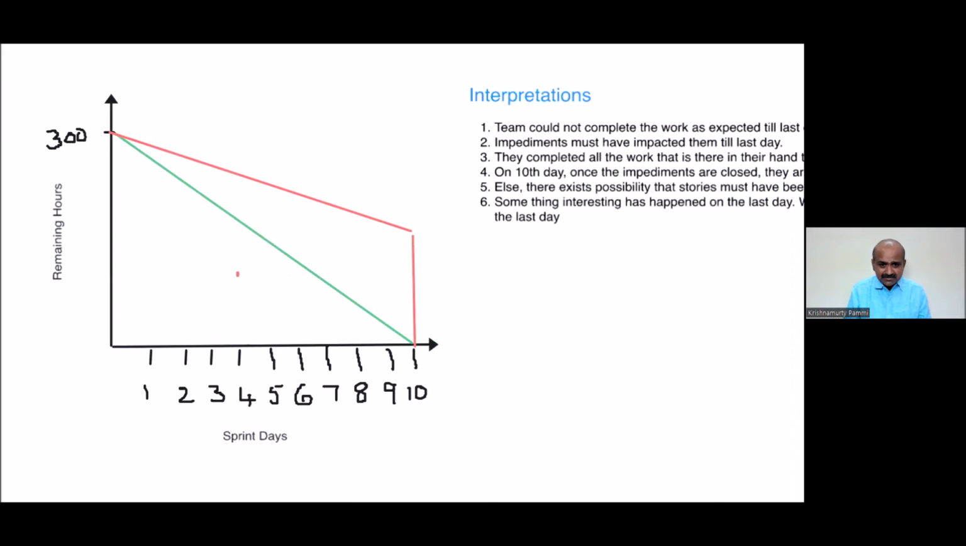Basically, there were certain impediments till the last day. Because of the impediment, certain QA tasks must not have been completed. But the team was intelligent not to waste their effort. Whatever was at their command, they were able to close all the work. As soon as the impediment was closed on the 10th day, suddenly they brought it down to 0.